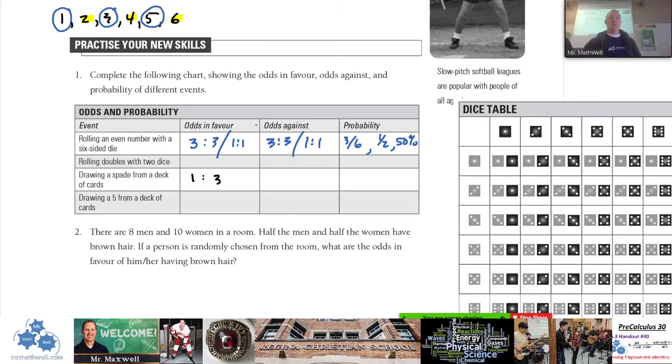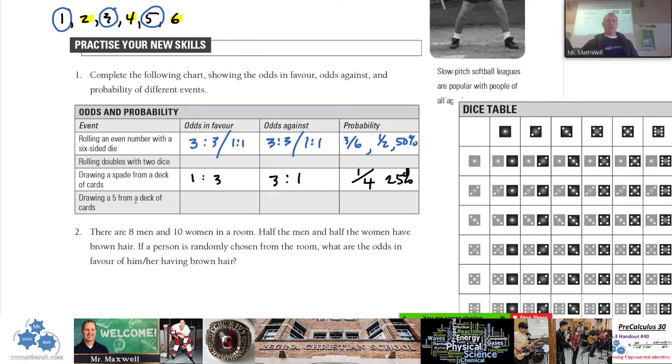Okay? So what are the odds against? Well, for not drawing a spade, there are 3 others than spades, and there's 1 spade, so 3 to 1. Probability is where you have favorable divided by total. So 1 suit divided by the 4 suits, or 25% exactly. Okay, you guys getting it?